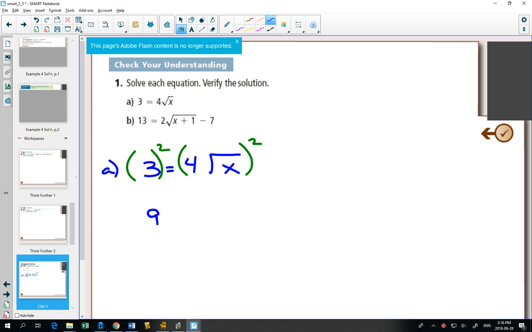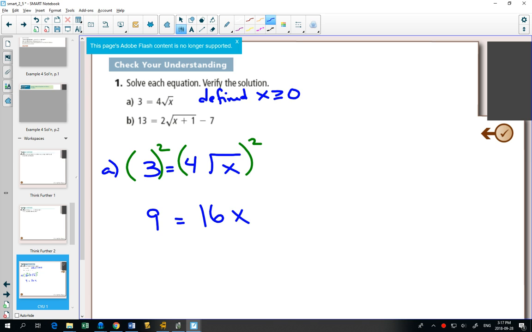Here I'm going to get 9. And what happens when you multiply 4 root x by 4 root x? You will get 16x, or you'd get the square root of x squared, right? But what does the square root of x squared do? It cancels out and just becomes x. Technically it would become the absolute value of x, but this question is only defined when x is positive, so you wouldn't need the absolute value bars.